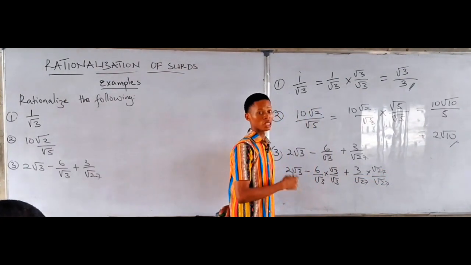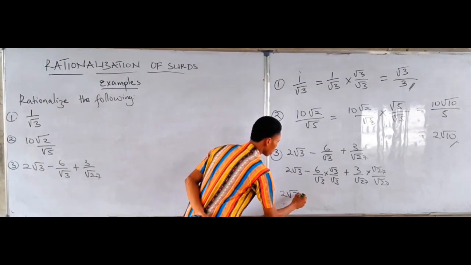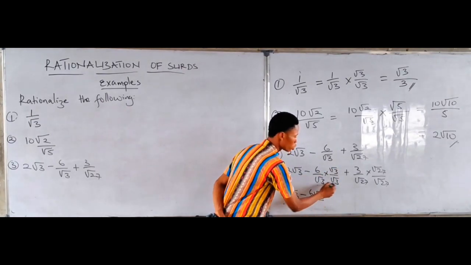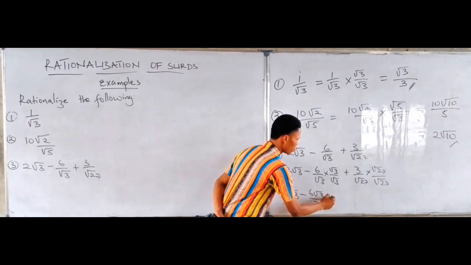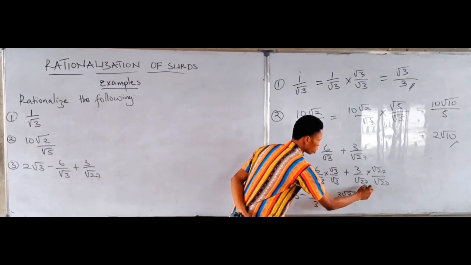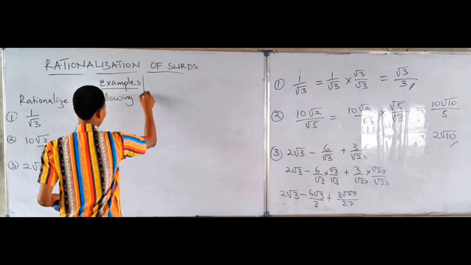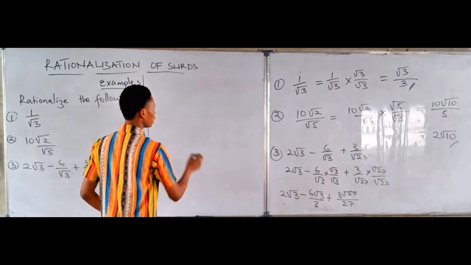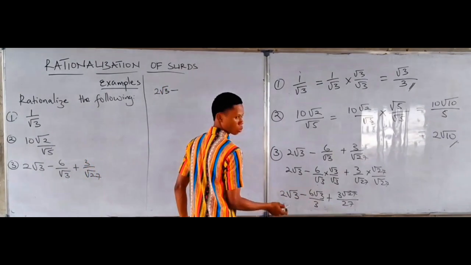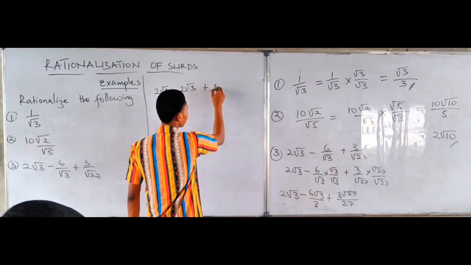There are different approaches to doing this. You can use any one. Now, this is the same thing as saying 2 root 3 minus 6 root 3 all over root 3 times root 3, which is 3, plus 3 times root 27 all over 27. Good. At this point, this is the same thing as saying 2 root 3 minus, yes, 6 divided by 3, which is 2 root 3, plus 3 root 27.